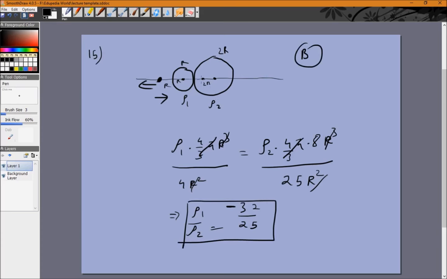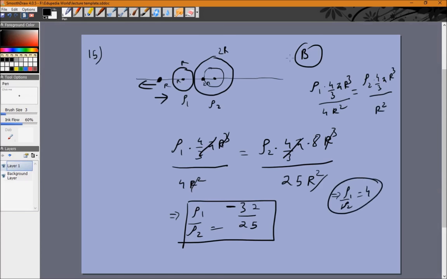What about the other one? In this case, the field due to the first one will be rho 1 into 4 by 3 pi r cube by 4r square, the same. With the second one, the field due to this inside sphere will be the only thing that will count. The field due to the outside sphere will be 0. So it will be rho 2 into 4 by 3 pi r cube, not 2r cube now, by r square, which gives me rho 1 by rho 2 is equal to 4. So the answer is B and D. Take care of the signs. This is a question in which the signs are very important.